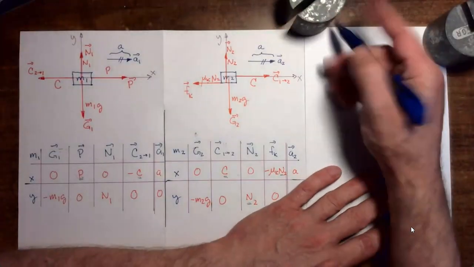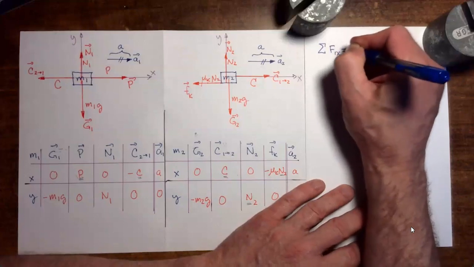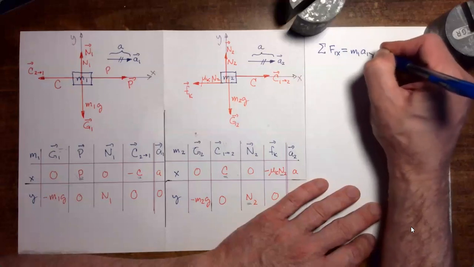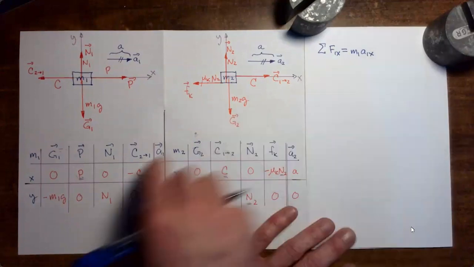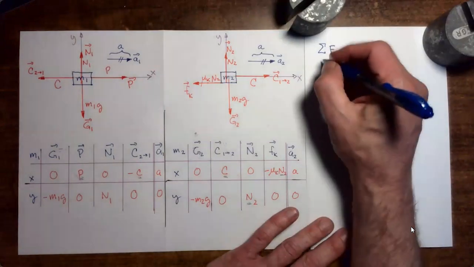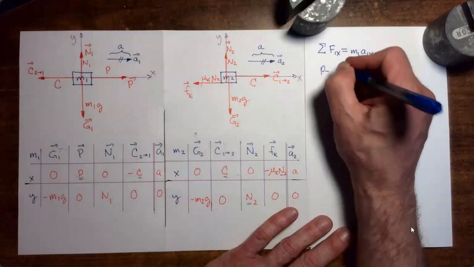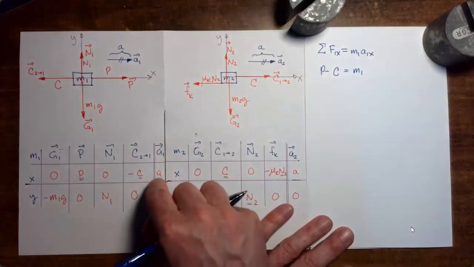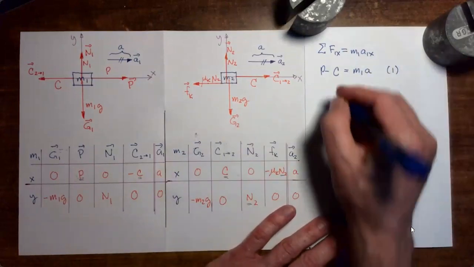All right, x equation for mass 1: the sum of the x components of the forces acting on mass 1 equals mass 1 times the x component of the acceleration of mass 1. So to use this equation, we read across the top row here and add up all the x components of the forces acting on mass 1. That gives us P minus C. Then we have M1. The x component of the acceleration of 1 is A.